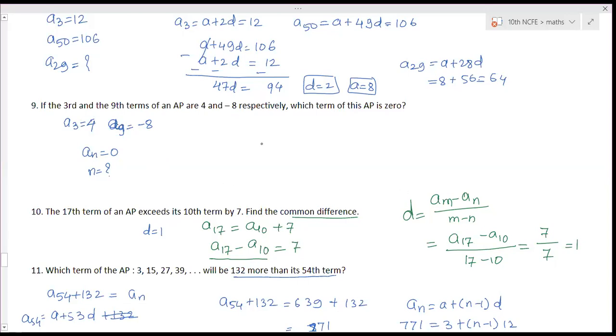So you used the linear equation in two variables method. Now you can solve this with the formula too. This is am minus an divided by m minus n. The mth and nth terms are the third term, which is 4, minus the ninth term, which is minus 8, divided by the positions 3 and 9, so 3 minus 9. If you solve this, 4 plus 8 is 12, divided by minus 6. So the value of d is minus 2. Have you got that? Check.